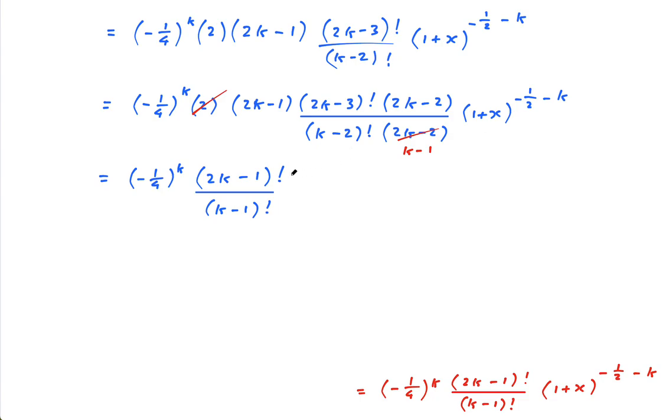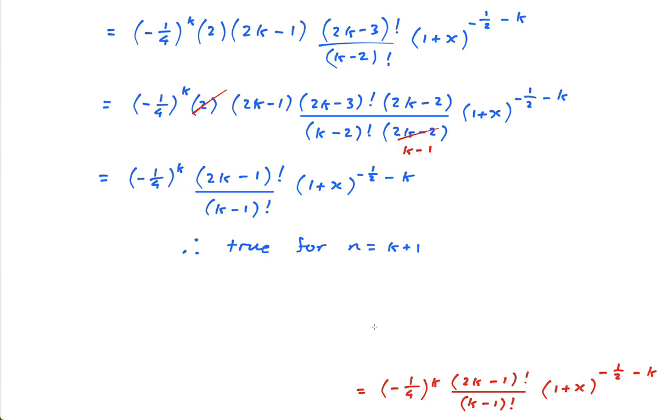Okay, and then we're done, because look, I have my (2k − 1) factorial, I have my (k − 1) factorial, I have my (1 + x), I have my (−1/2 − k), which we have shown is true. So therefore, true for n equals k plus 1.